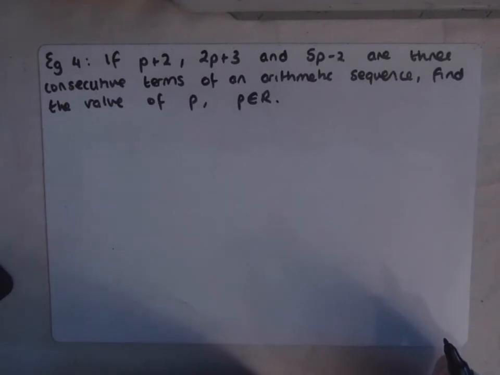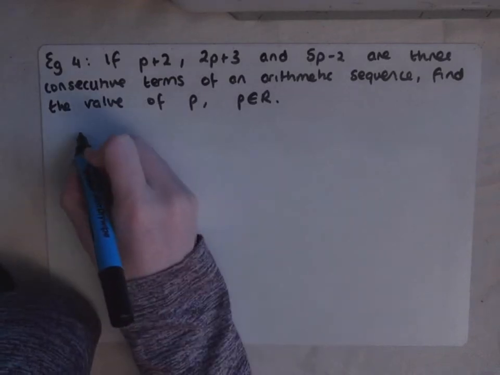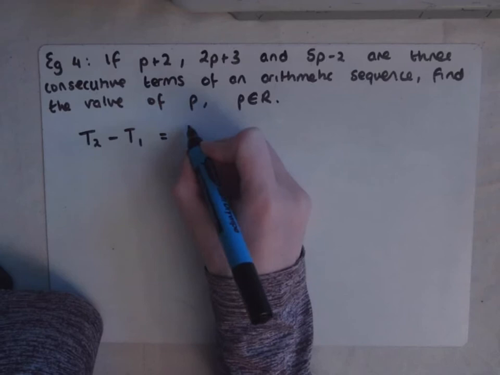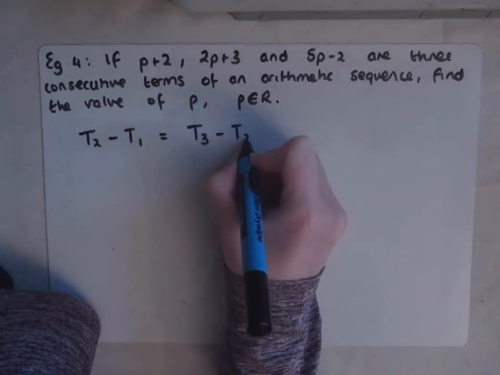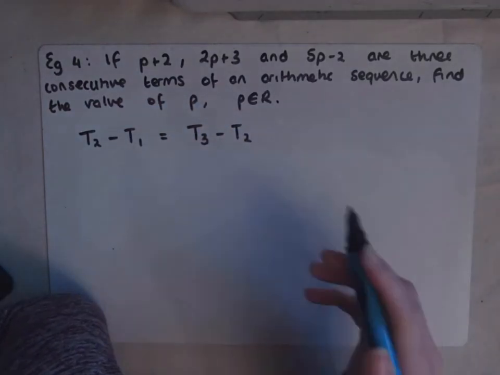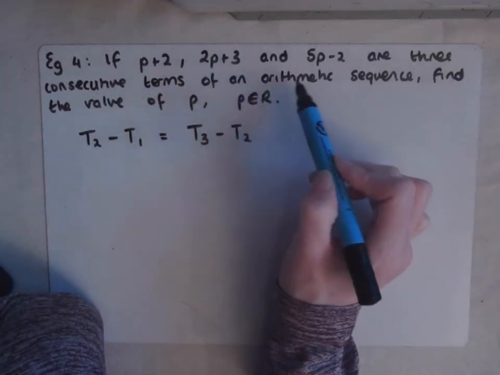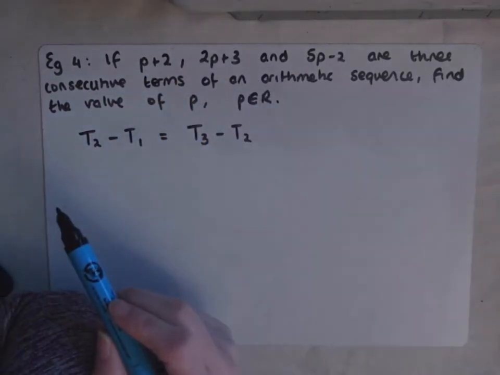If it's arithmetic, what do you know? The first difference is constant. Lovely, thank you. Okay, we have to use that. The first difference is constant. What that means is the difference between T2 minus T1 is the same as the difference between T3 minus T2. The difference between these two is the same as the difference between these two. Does that make sense to you?